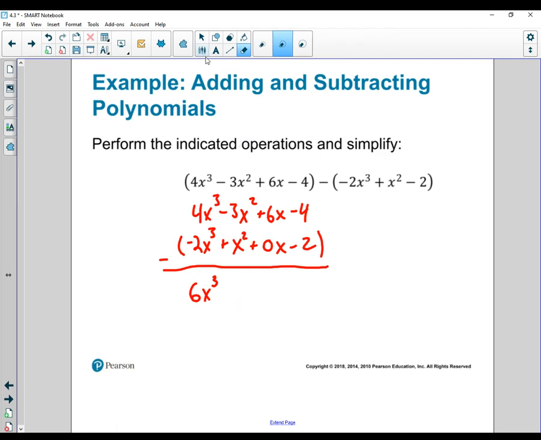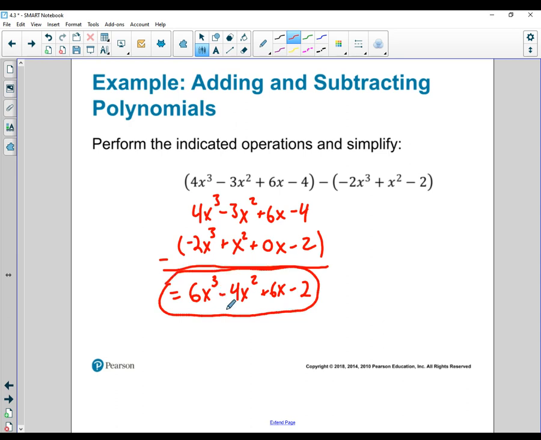And then negative 3x squared minus x squared is going to be minus 4x squared. That's still just going to be plus 6x. Negative 4 minus negative 2 is going to be negative 2. And so this will be our answer. All right, or we could have distributed this negative and we could have said this is going to be plus 2x cubed minus x squared plus 2. Right, and then we would have been able to add positive 2x cubed minus x squared.